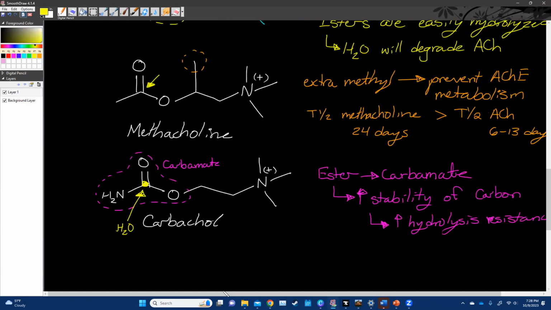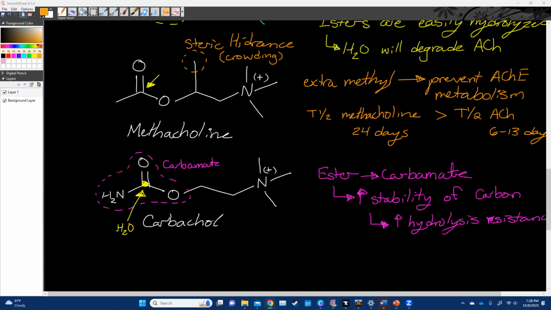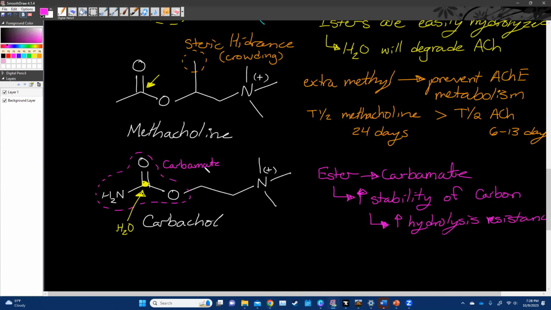So what's the overall effect? The effect of methacholine is what's called steric hindrance, which is just a fun way of saying crowding. We're crowding out the ability for acetylcholinesterase to come in and metabolize the drug. What is the effect of the carbamate? We're increasing stability.